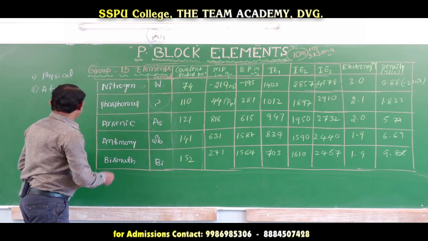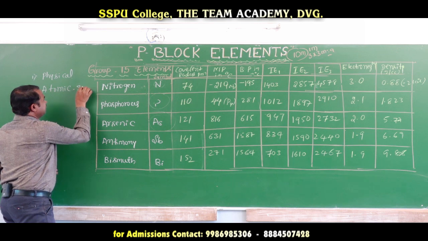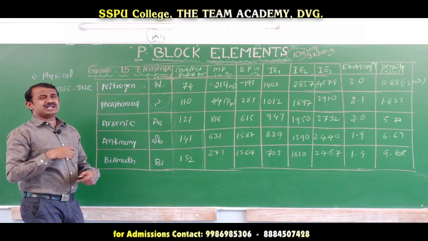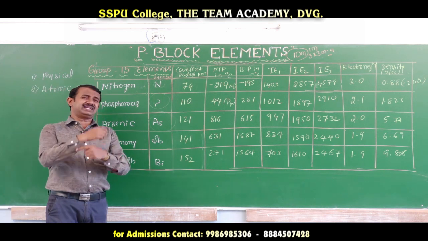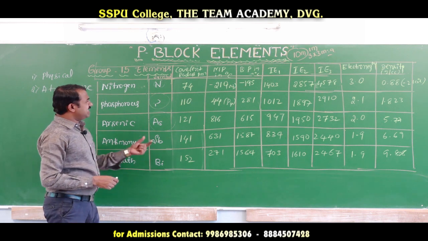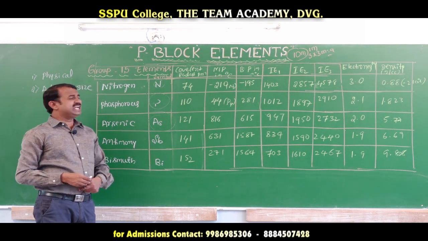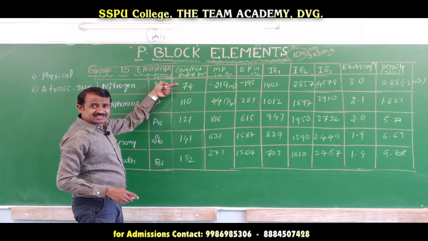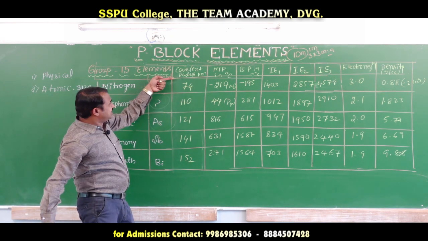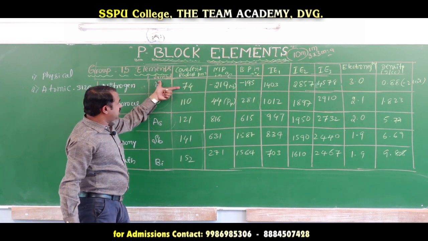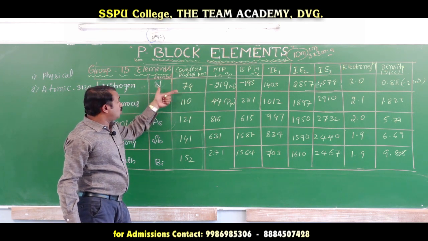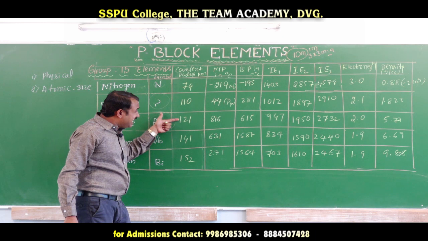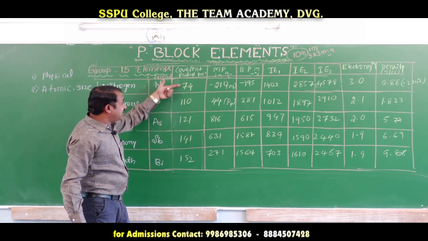Next, atomic size increases, which means atomic radius and covalent radius also increase. Coming to the covalent radius, it is 74 for nitrogen. Next, 110 for phosphorus, slightly increases. Listen here, it increases compared to the previous one.